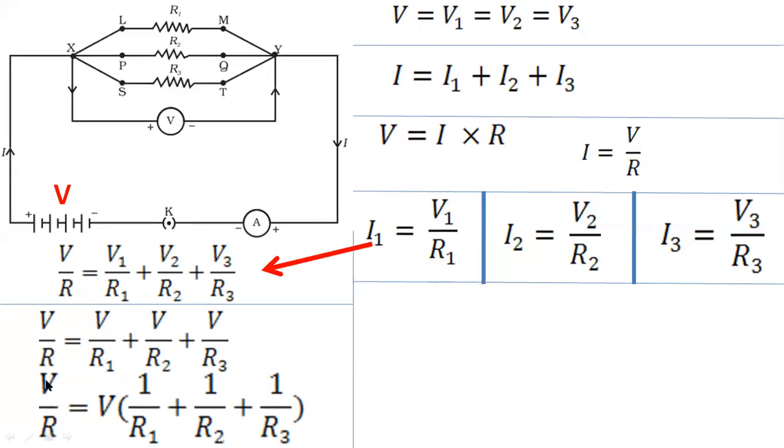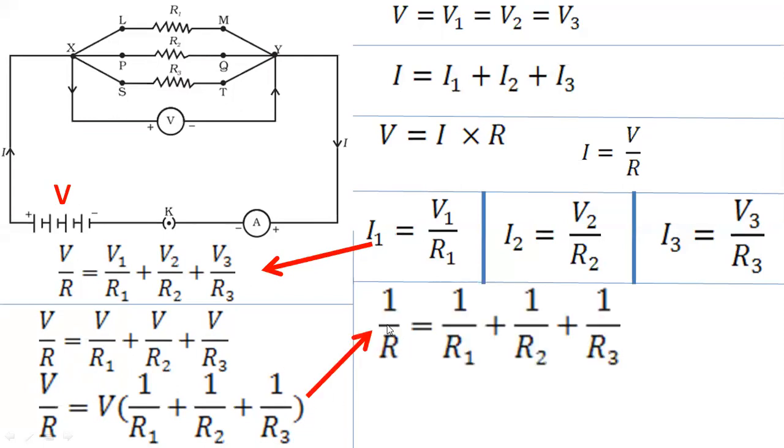Now it is very easy. Concentrate on left hand side and right hand side. We can cancel this V. So what is going to remain? 1 by R is equal to 1 by R1 plus 1 by R2 plus 1 by R3. So this is what is remaining, because V and V got cancelled.